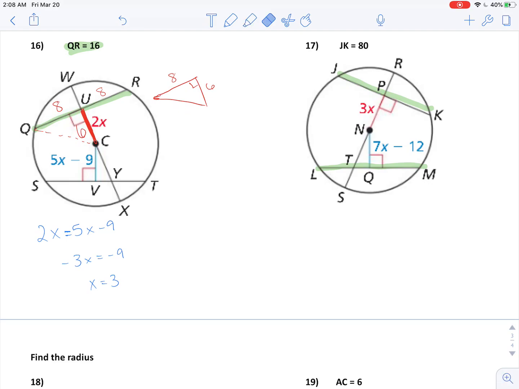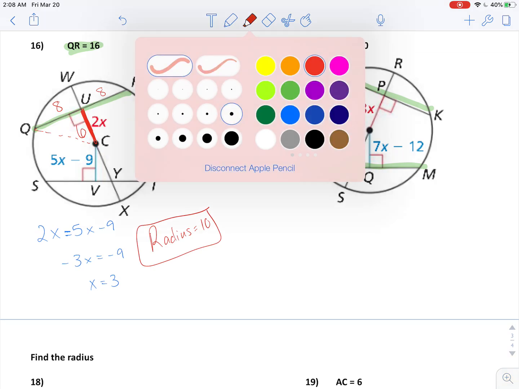And if I use my Pythagorean theorem, a squared plus b squared equals c squared. 8 squared plus 6 squared equals what squared? That would be 10. 10 squared. So my radius is 10. So x is 3, but that radius is 10.